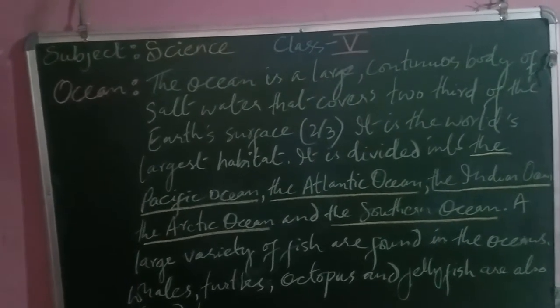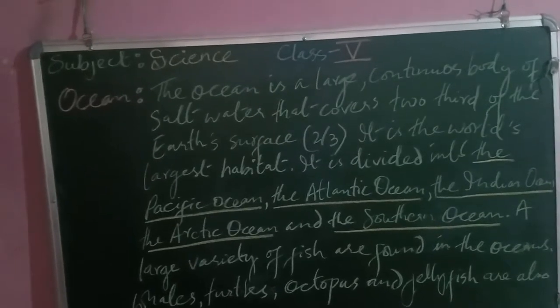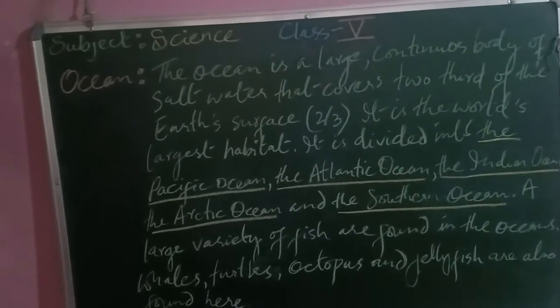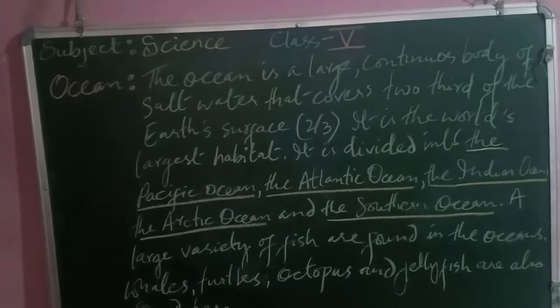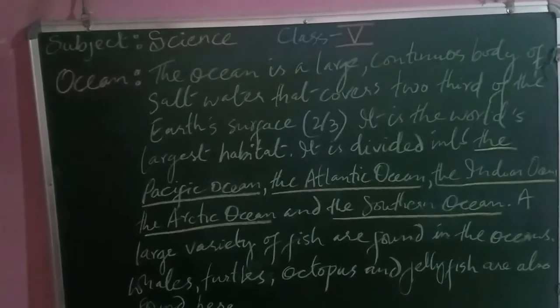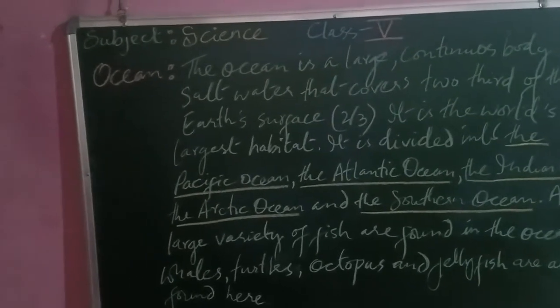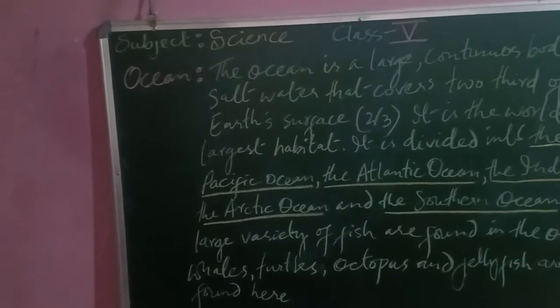It is divided into the Pacific Ocean, Atlantic Ocean, Indian Ocean, Arctic Ocean and Southern Ocean. So basically they have been divided into four oceans.